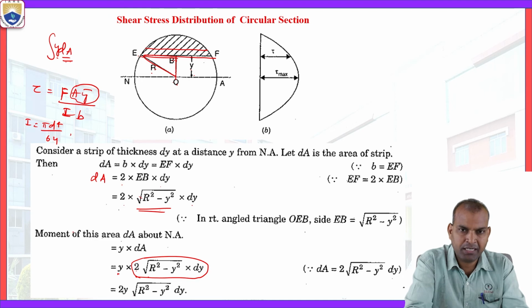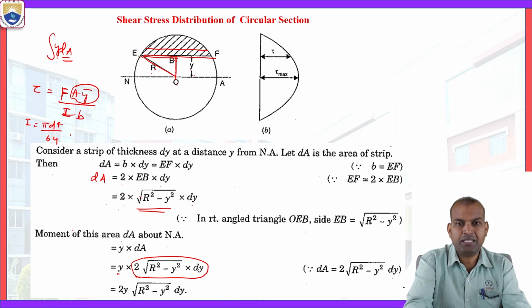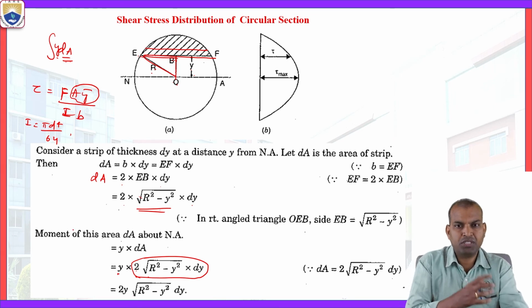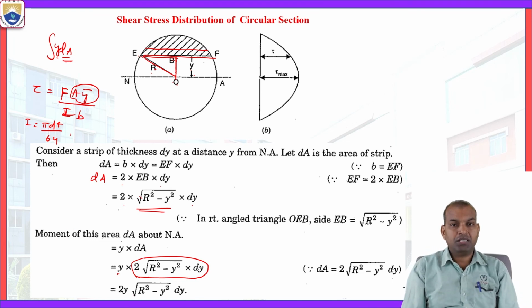First, draw the diagram and find the elemental moment of inertia, that is A Y bar, which is the integral of Y dA. How to find Y dA? We know Y, and dA is the elemental area. After that, if we integrate from Y to capital R, that is varying, then we will get A Y bar. Substitute this A Y bar in the shear stress variation of any section, that is tau equal to F A Y bar by I B.